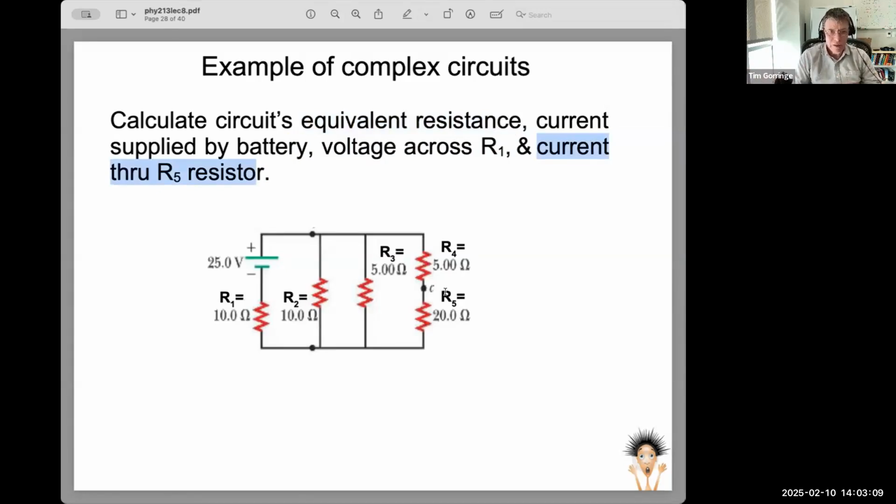But we could figure out anything. We could figure out anything once we know the equivalent resistance for this particular circuit. I said it's scary, but once you know the approach to it, it's not so scary after all.